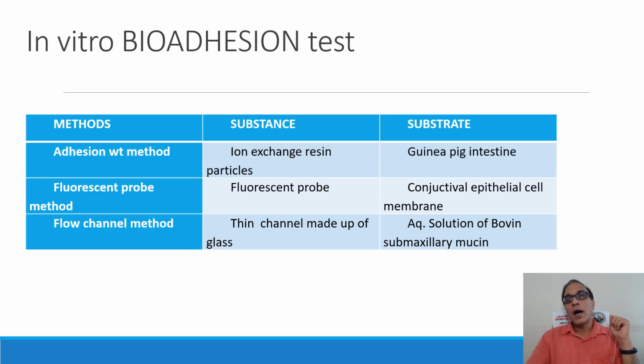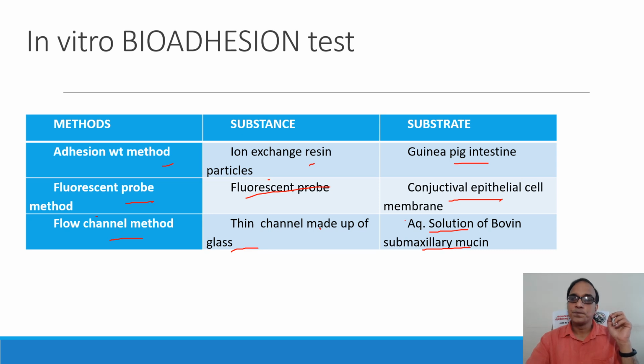Now, other in vitro bioadhesion tests. There may be several, but many investigators have prepared modified tests, like the adhesion weight method that we have discussed a little bit. Ion exchange resin particles may be used, and in the case of guinea pig intestine, we can use it. In the fluorescent probe method, we use a fluorescent probe, and conjunctival epithelial cell membrane is used. In the flow channel method, thin channels made of glass are used, and an aqueous solution of bovine submaxillary mucin is used as a substrate.